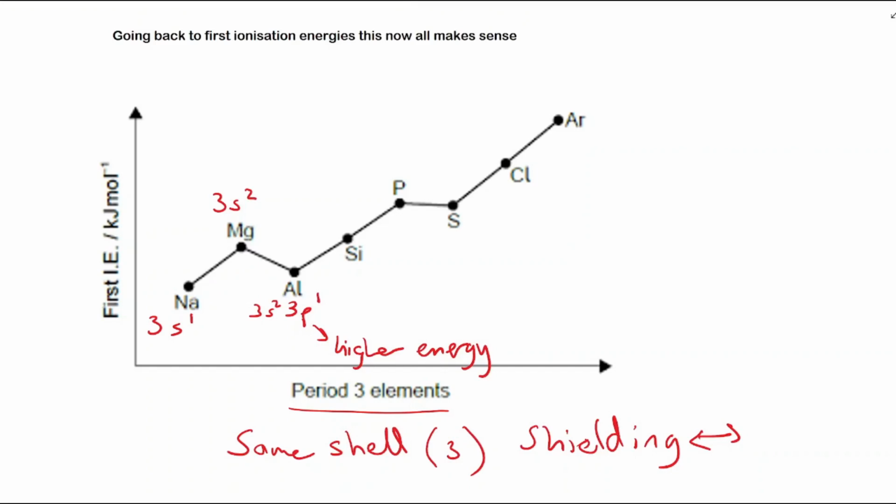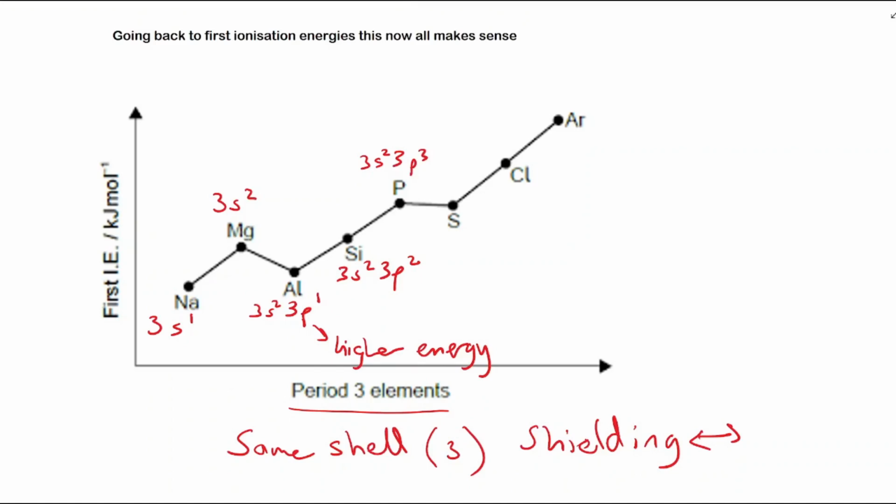Now when we go to silicon, we've got 3s2, 3p2, and nuclear charge is winning here. And it causes a slight increase because this is the same distance as the previous one. And when you get to phosphorus, you end up with 3s2, 3p3. And so this trend is still nuclear charge being our big issue.